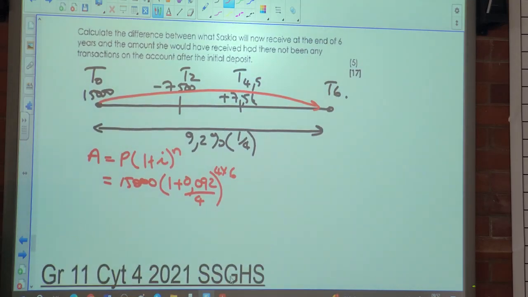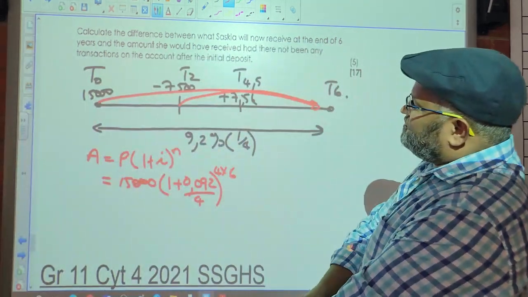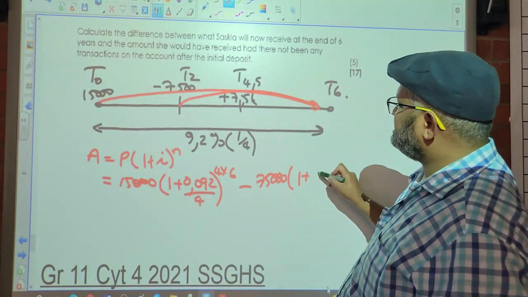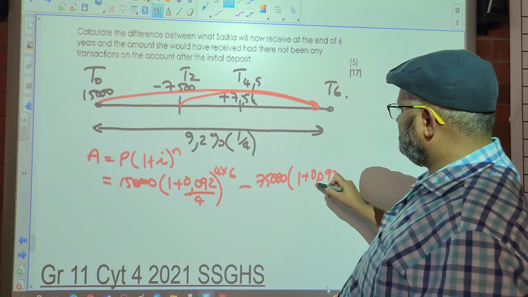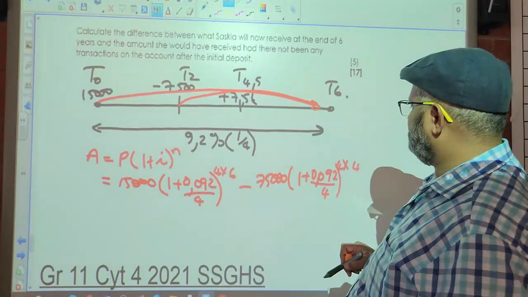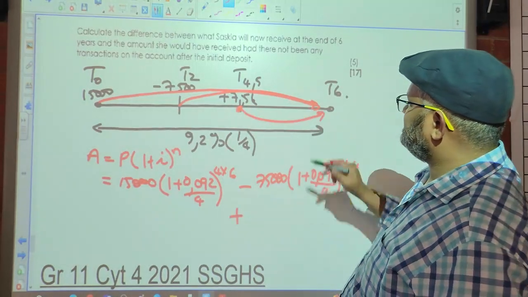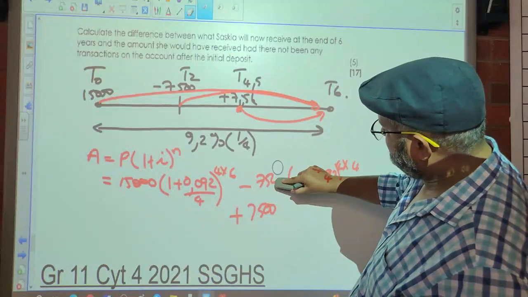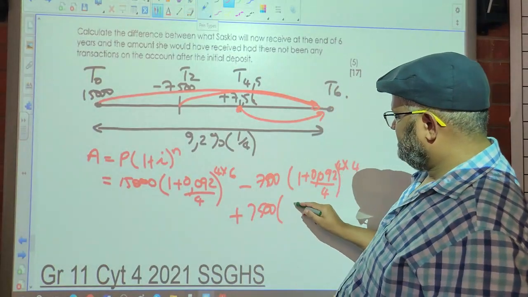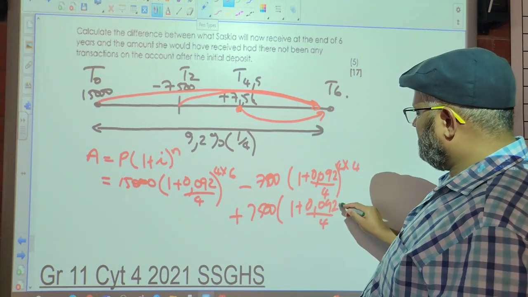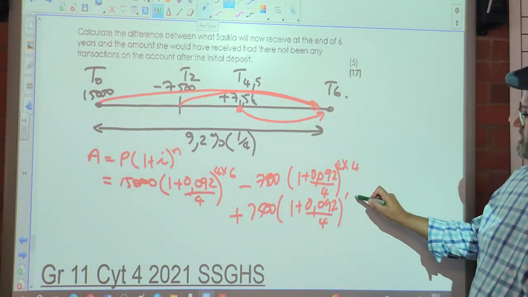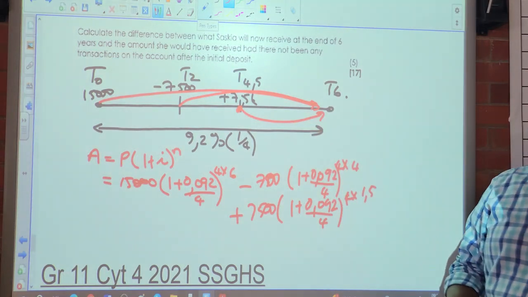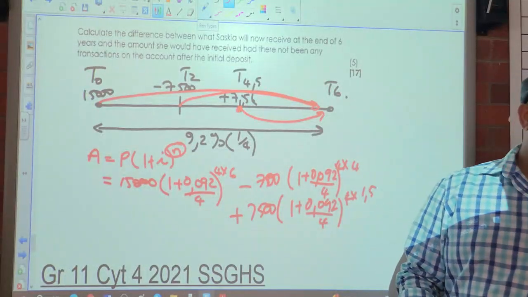Okay. Then I'm going to take that 7,500 to the end. So it's minus, if you withdraw 7,500 rand into 1 plus 0,092 over 4 to the exponent 4 times 4. Then what happens? You're adding 7,500. So this is 7,500 into 1 plus 0,092 over 4 to the exponent 4 times, and how many years is it from 4.5 years to 6 years? 1.5. Remember that our n is your time in years. Okay.